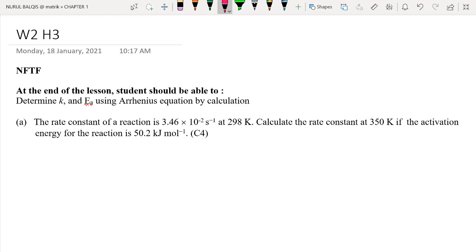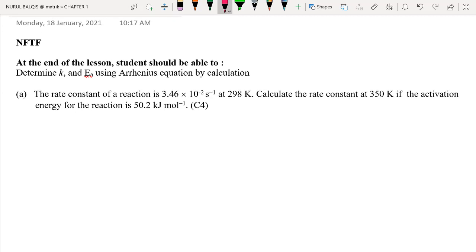In this video, we're going to discuss the week 2 hour 3 tutorial for both NFTF and also FTF questions. At the end of this lesson, you should be able to determine the rate constants and activation energy using Arrhenius equations by calculations. From the questions, it states that the rate constant of a reaction is 3.46 × 10^-2 per second at 298 Kelvin.